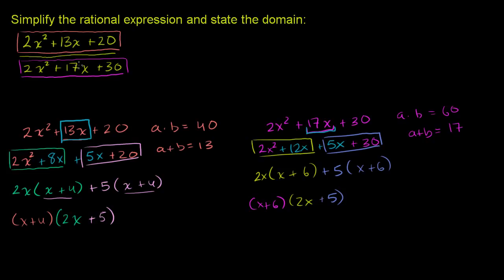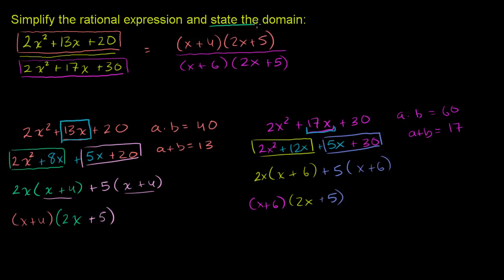Let's write this entire rational expression with the numerator and the denominator factored. So the numerator is going to be equal to x plus 4 times 2x plus 5. We figured that out right there. And then the denominator is x plus 6 times 2x plus 5. Now, you might already see that you have a 2x plus 5 in the numerator and the denominator, and we can cancel them out. And we will cancel them out. But before we do that, let's work on the second part of this question.